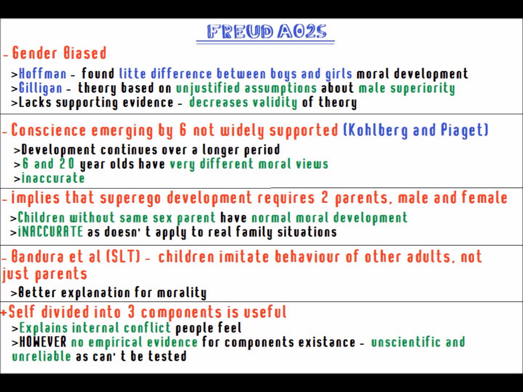However, the self being divided into three components is useful as it explains the internal conflict that many people feel. However, there is no empirical evidence for the components' existence, so the assumption is unscientific and unreliable as it can't be tested.